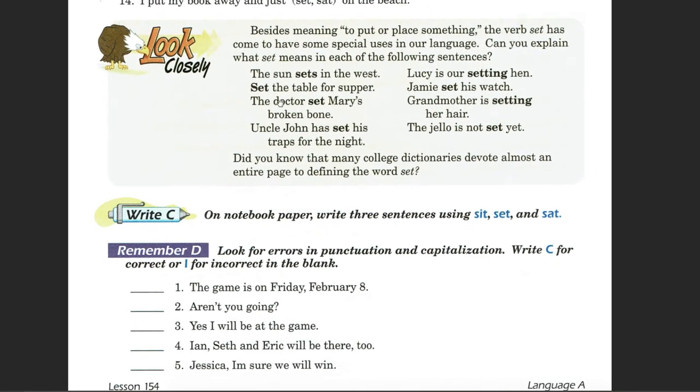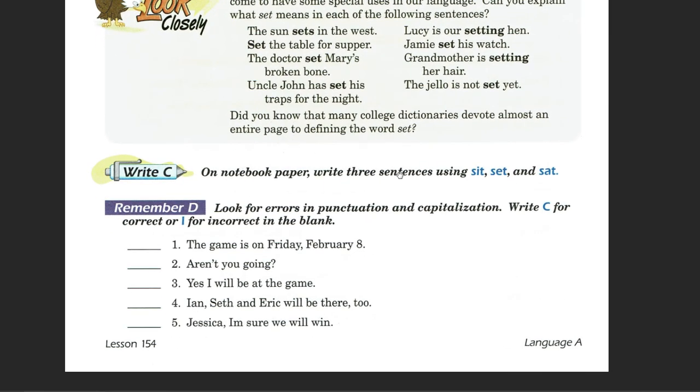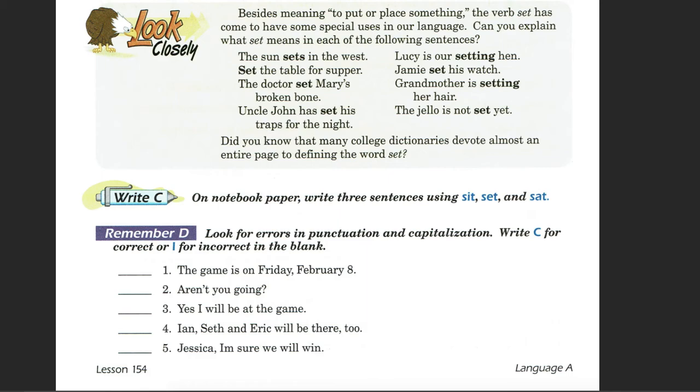Now, write C on notebook paper. Write 3 sentences using sits, sets, and sats. You would need to do this on a separate piece of paper because you don't have enough space here. So just write 3 sentences: 1 sentence for sit, 1 sentence for set, and the third sentence using the word sat, the past tense of sit.